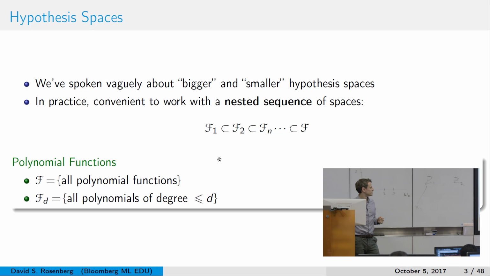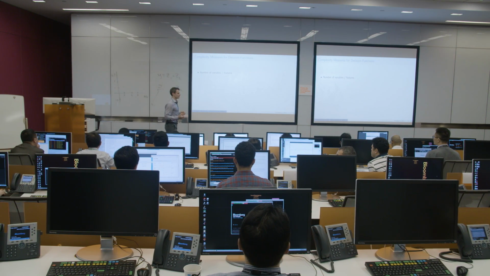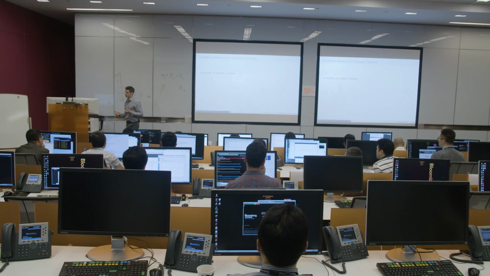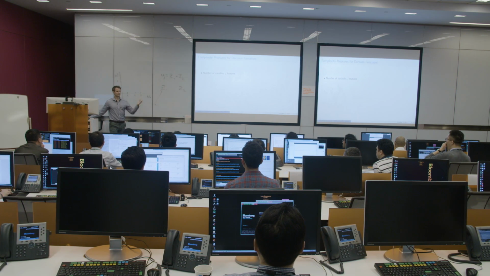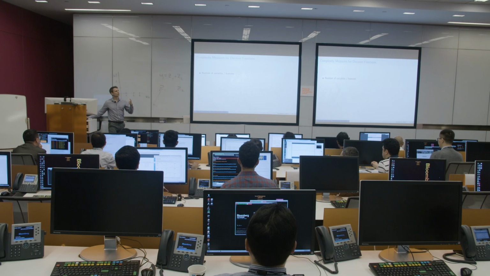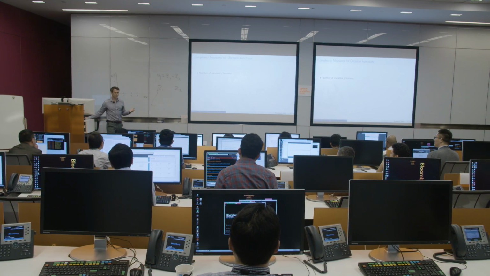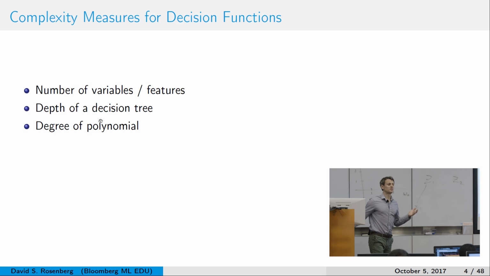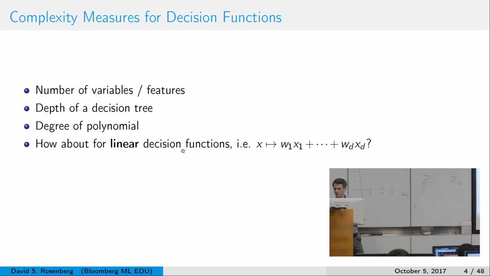So polynomial functions I mentioned is one example. One way to get these nested hypothesis spaces is to introduce a complexity measure on the individual prediction functions, the individual decision functions. So a few examples. One would be, for instance, in a linear model, the number of features you have, right? The more features you have, that is, the dimension of your input space, as that increases, you could potentially have a more complicated prediction function. We'll talk about decision trees later. A decision tree, you can measure complexity with the depth of the decision tree or the number of leaf nodes, different methods, the degree of a polynomial.